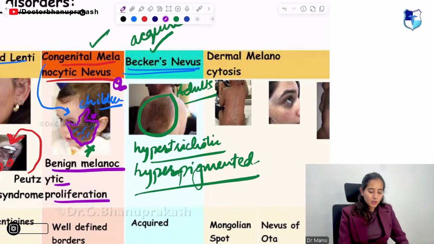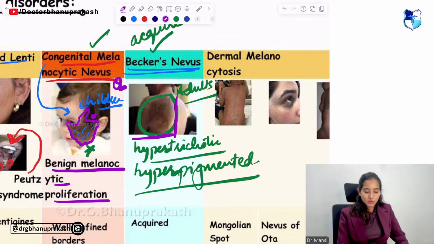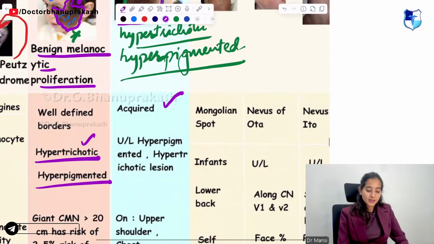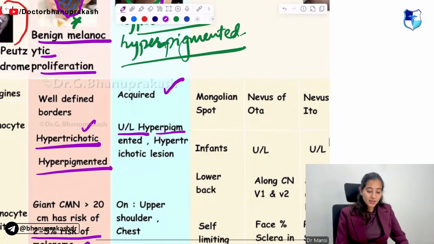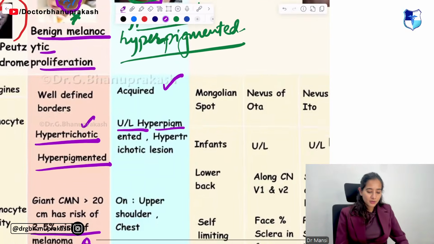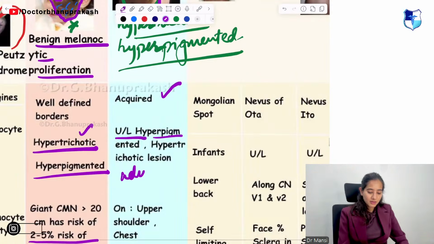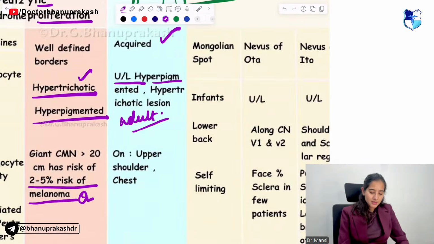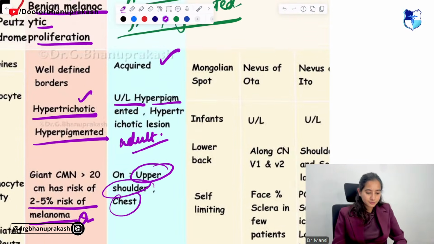Becker's nevus is probably not well defined. It is more present on the shoulders, and it is unilateral. It is not going to cross the midline. It is acquired, as I said. It is unilateral, hyperpigmented, hypertrichotic. Both of them are hypertrichotic, but this is present mostly in adulthood, and the lesion is on the upper shoulder and chest.